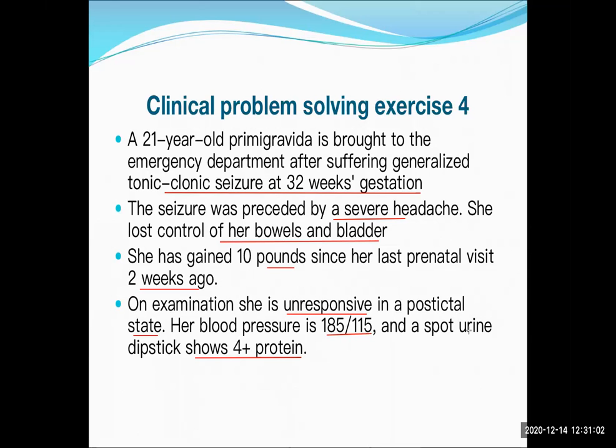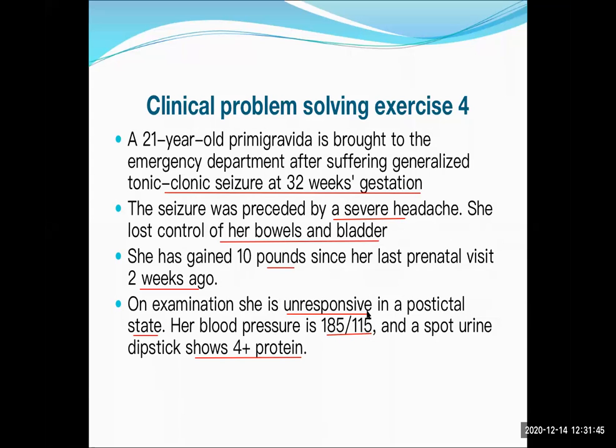Number 1 is the age and primigravida. Number 2, the gestational period is after 20 weeks, there is 32 weeks. Third, severe headache was there. After that, the seizure started, and the seizure was a generalized tonic-clonic seizure. It's called grand mal seizure, which is a feature of eclampsia. And then she has lost control of her bowel and bladder. This is called urinary incontinence, and rectal or anal incontinence. That means the stool and urine cannot be controlled, which is one of the important features of generalized tonic-clonic seizure.